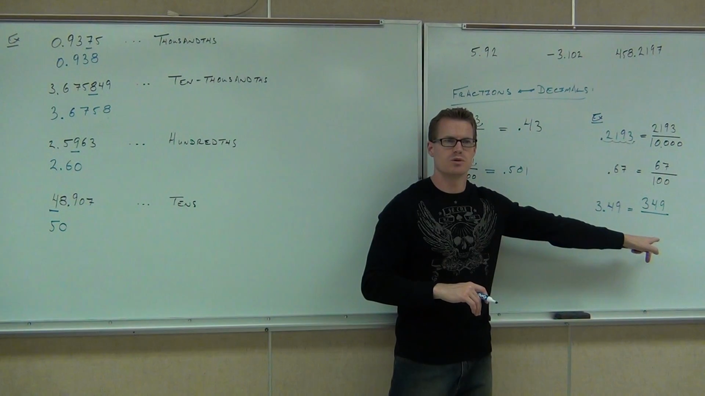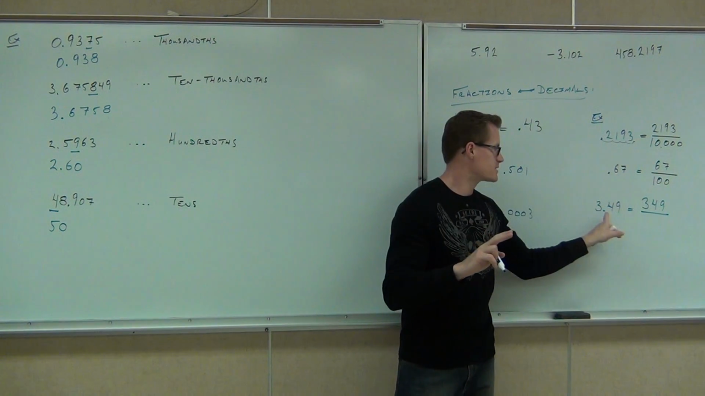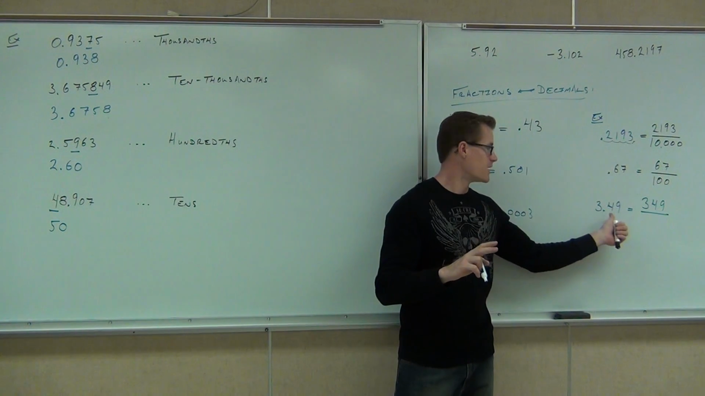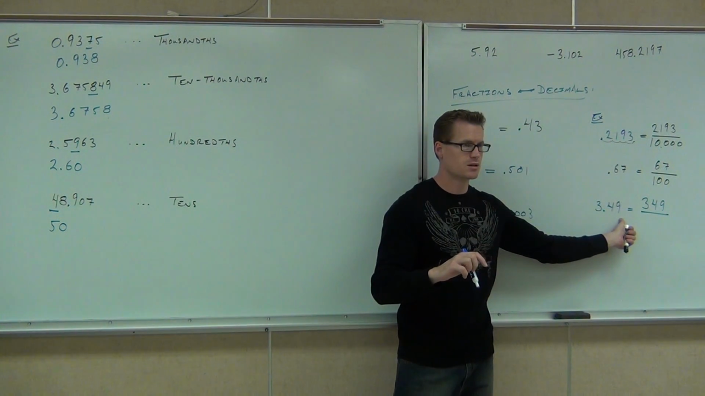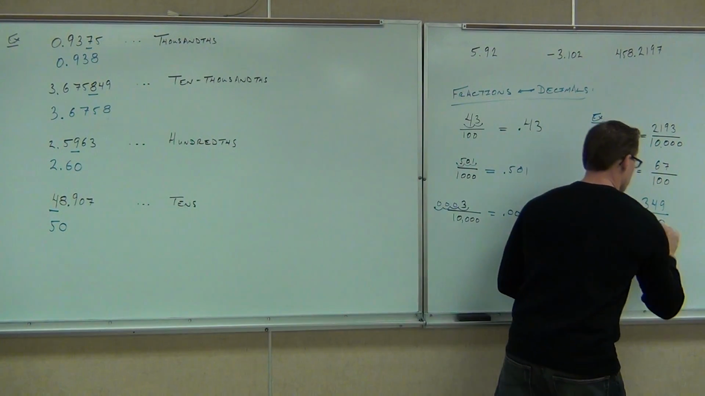How many spots are you moving the decimal? 2 spots, that means you have 2 zeros. Even though that's a whole number out there, it still ends in the hundredths, doesn't it? That's not the thousandths, that's the hundredths. You should have it over 100.